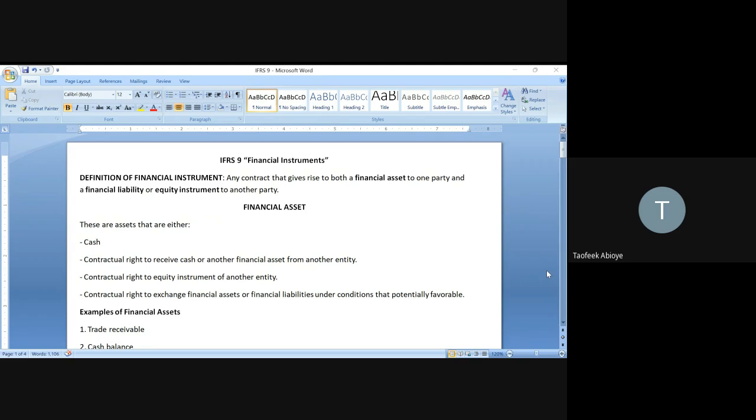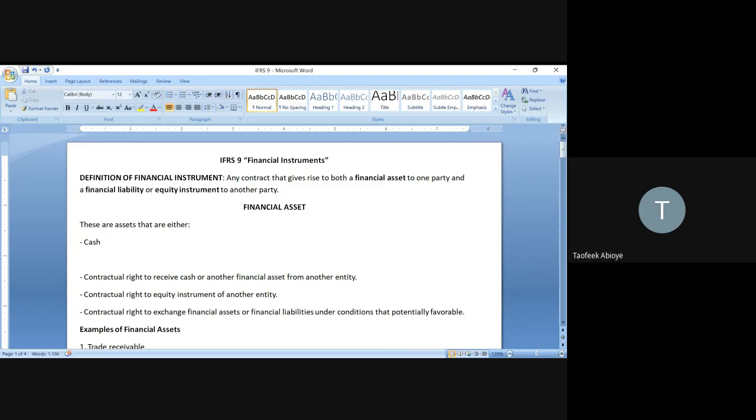Now let's move to financial assets. What is a financial asset? This is the definition according to the standard. They said these are assets that are cash. So when you have cash or a bank balance, it is a financial asset. That is a financial asset.